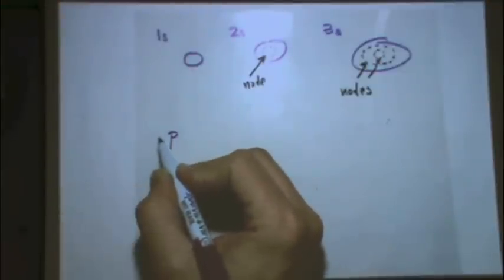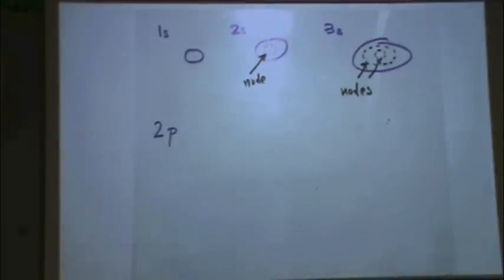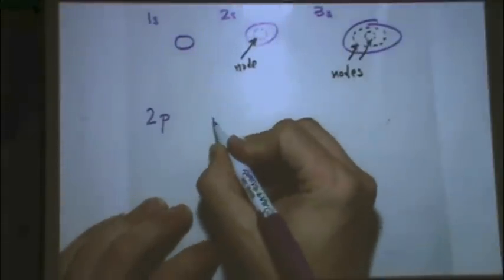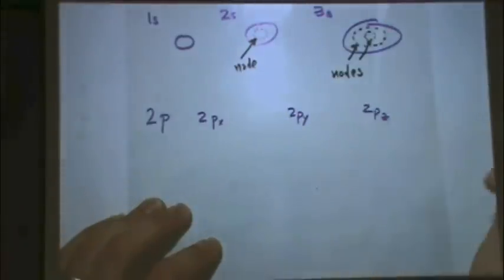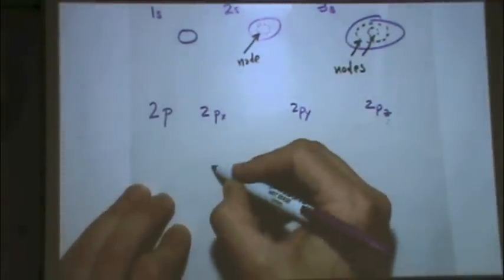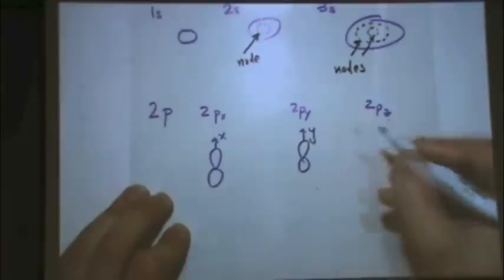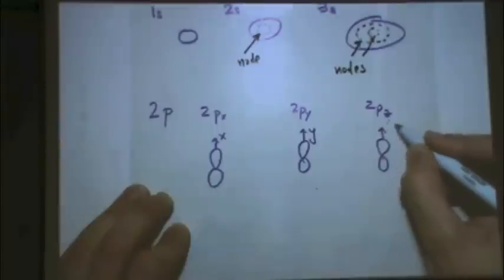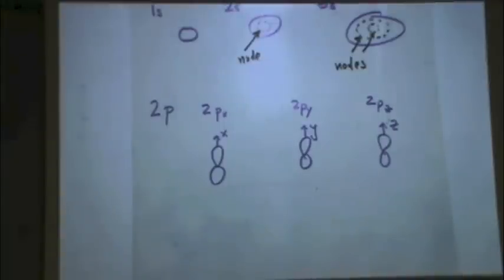What's the smallest value for n, by the way? 2. And earlier, how many p orbitals did I say there were? 3 p orbitals, because there's 3 m sub l values. So there's the px, the py, and the pz. So a 2px, a 2py, and a 2pz. They're really easy. They all look like dumbbells, but one's on the x-axis, one's on the y-axis, and one's on the z-axis. They're different axes, but if you orient your axes however you want, you can just draw them right on the axis. So that's all we want.